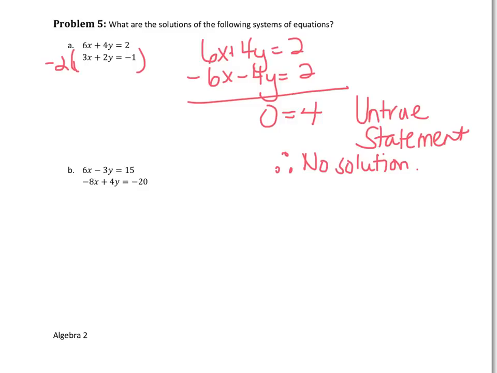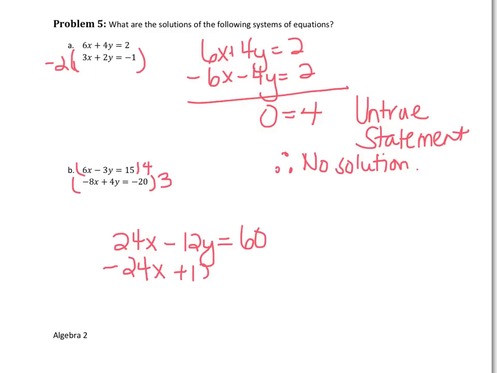All right, moving on to B, which one do you want to try to eliminate? Let's eliminate the x term. When we try to do that, I'm going to need a 4 to multiply this first equation by. So 4 times 6 is 24x. 4 times a negative 3 is a negative 12y, and 4 times 15 is 60. In the second equation, let's multiply by a 3. 3 times a negative 8x is a negative 24x. 3 times 4 is a positive 12y. And 3 times a negative 20 is a negative 60.